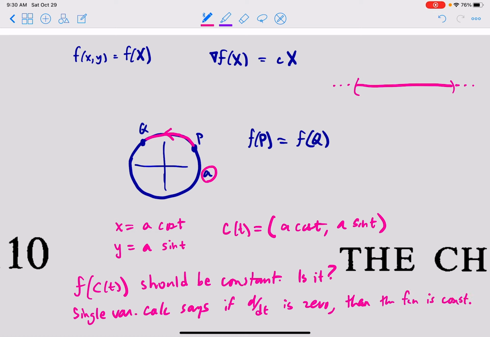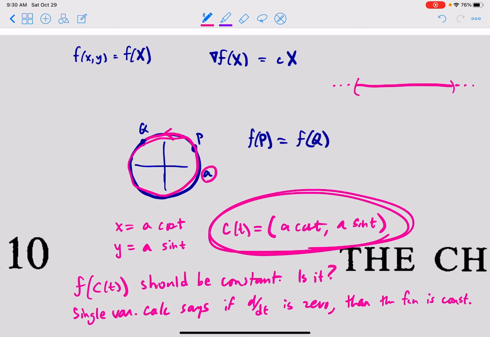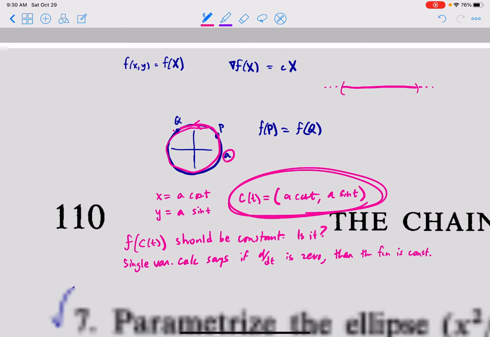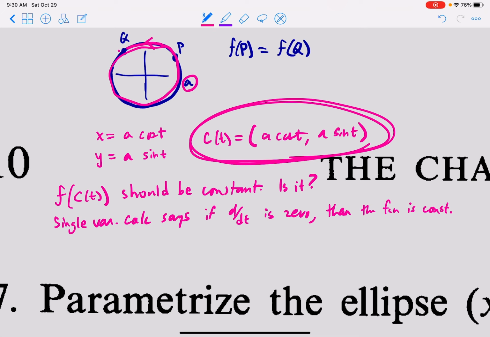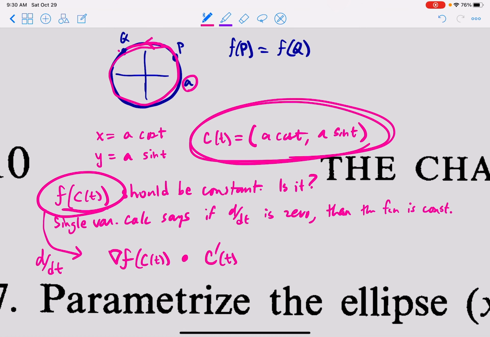Okay? And that would prove what we want, that this function takes the same value at every point on the curve, which can get us basically all around this circle. This curve parameterizes every point on the circle, including these ones that I drew. So let's just take the derivative. So the derivative of this, d dt, by the multivariable chain rule is the gradient of f at c of t dot product c prime of t.